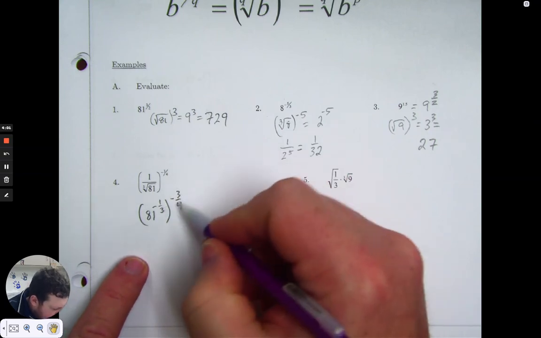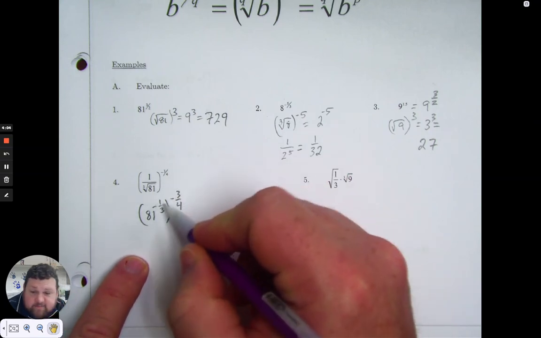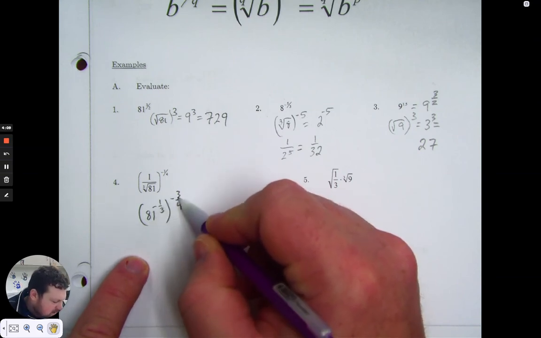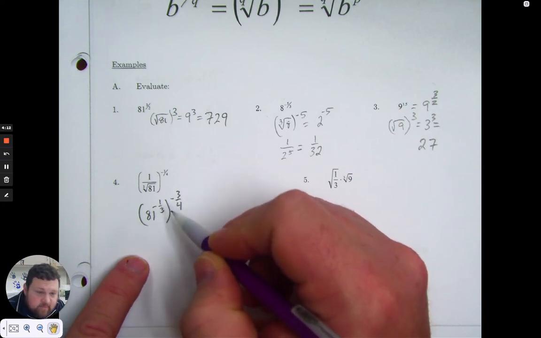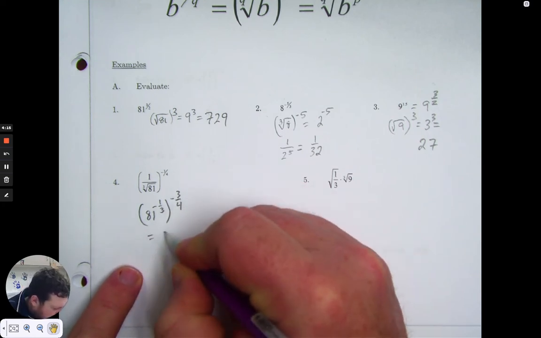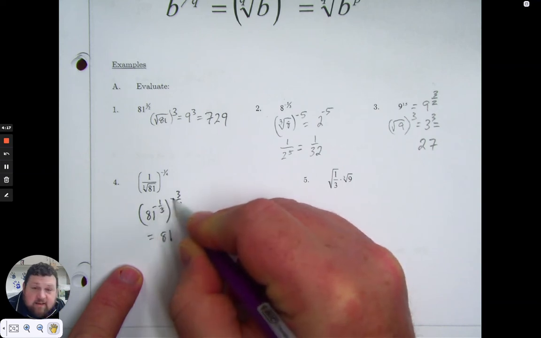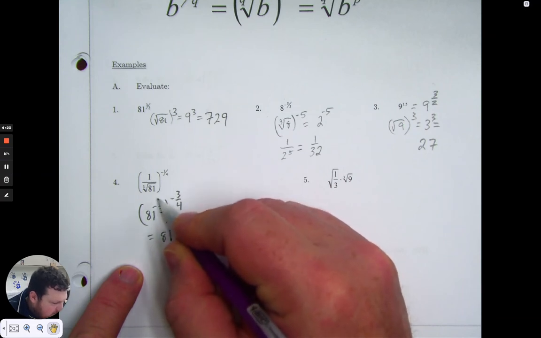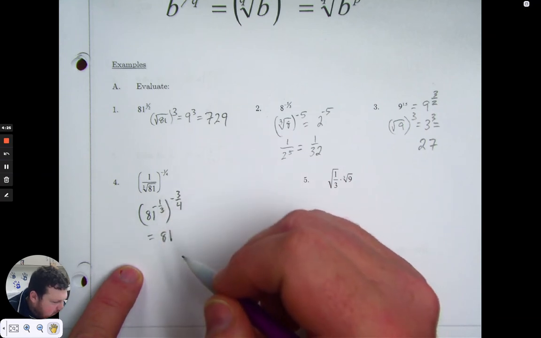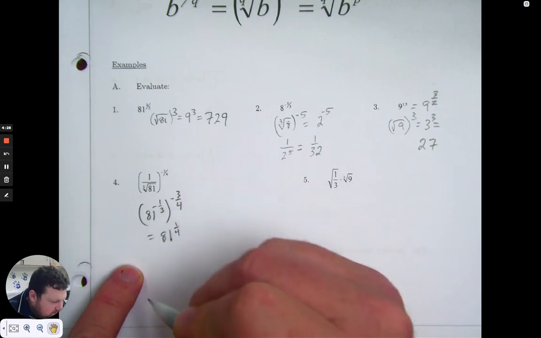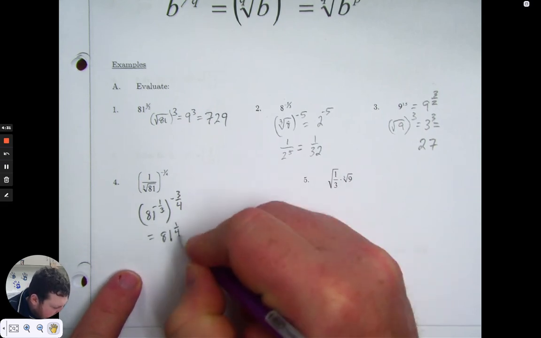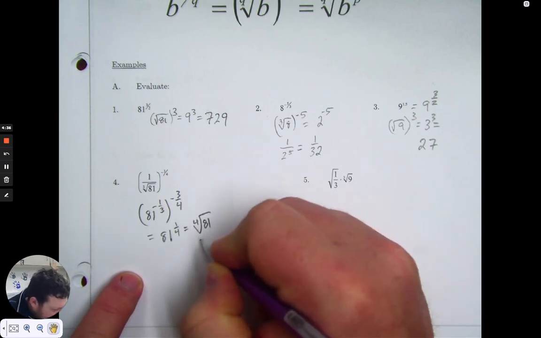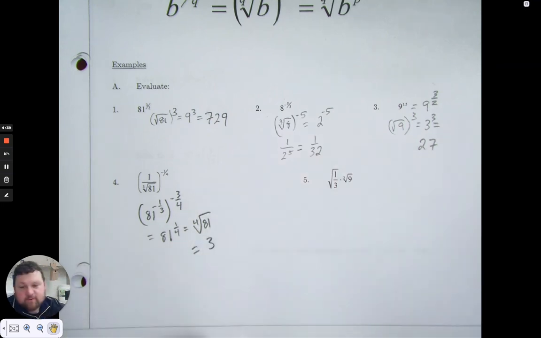Now that I have this situation, I can just multiply my exponents, because we know any value raised to the m and to the n, you can just do m times n to find out my exponent. So this would just give me 81. A negative times a negative cancels each other out. The 3's cancel each other out, and we're just left with to the 1/4 power. So this is 81 to the 1/4 power, which becomes the 4th root of 81, and the 4th root of 81 is just 3.